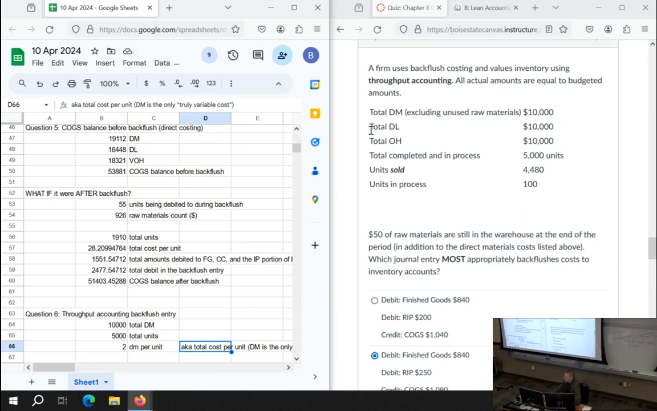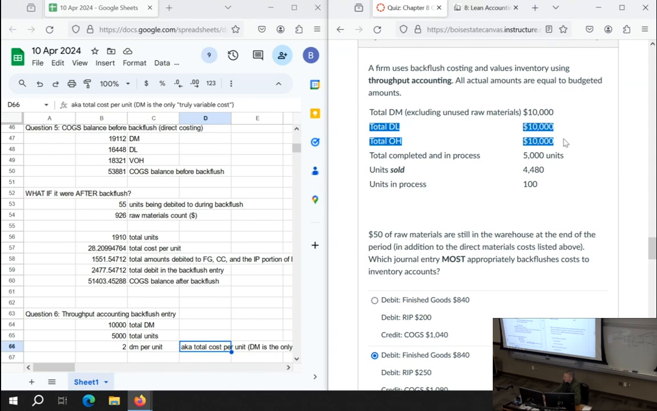Okay, so we can exclude this, we can exclude this, we don't need to get our hairnet all messed up because, oh no, he didn't differentiate variable and fixed overhead. Doesn't matter. All overheads are period costs under throughput accounting, or considered a period cost.